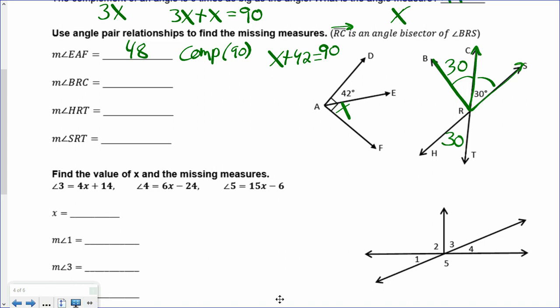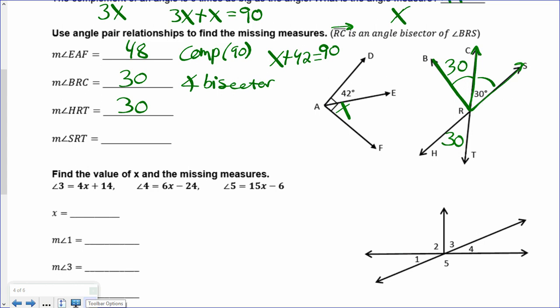Angle BRC. What's the measure of BRC? 30. We already found that. We used the angle bisector. Next to each question, I'm going to write why we know that's the answer. I know this because it's complementary. I know this because we have the angle bisector. How do I find HRT? We found that already when we were just looking at the diagram. How big is it? It's 30. Now, what rule or property did that use? Vertical angles.